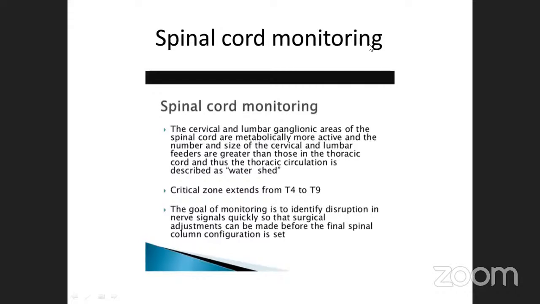Spinal cord monitoring. Cervical and lumbar ganglionic areas of the spinal cord are metabolically more active, and the number and size of the cervical and lumbar feeders are greater than those in the thoracic cord, and thus the thoracic circulation is described as watershed. The distal zone is T4 to T9.